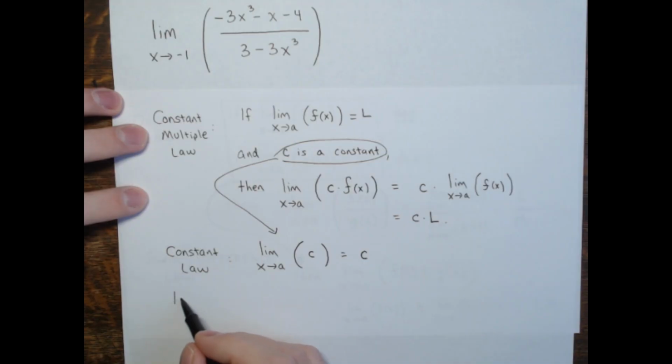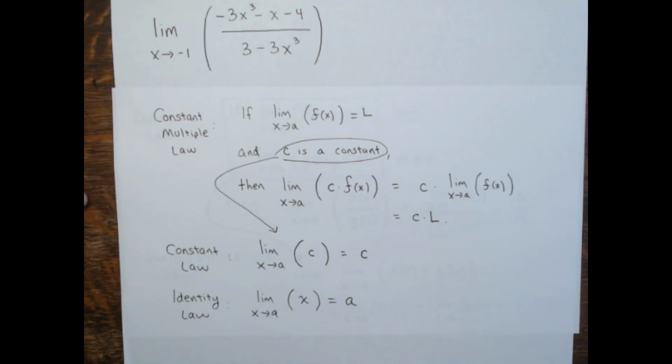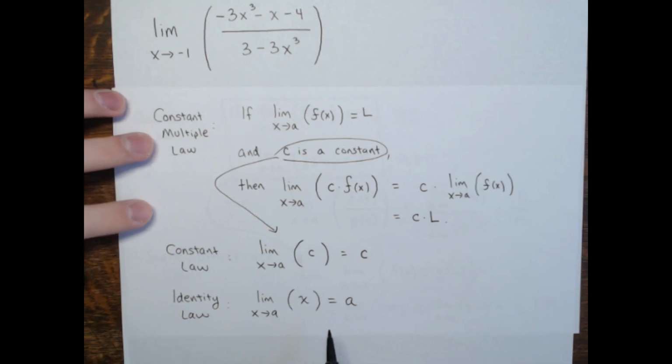And then there's another law that'll be applied. Most of the laws will be applied here. You got the identity law. Again, hopefully this is obvious. The limit as x approaches a of just x, if the expression was just x, then x approaches a. All right, so again, hopefully that's obvious.